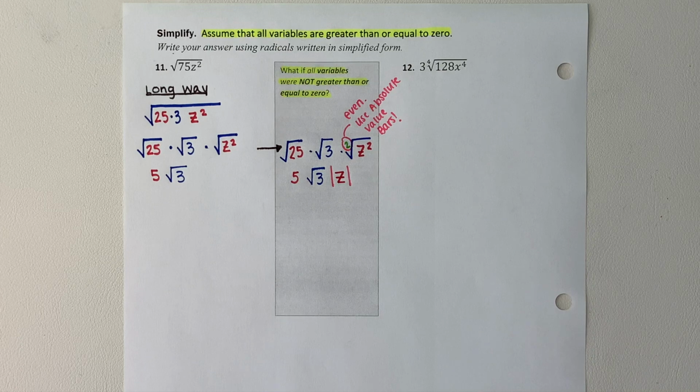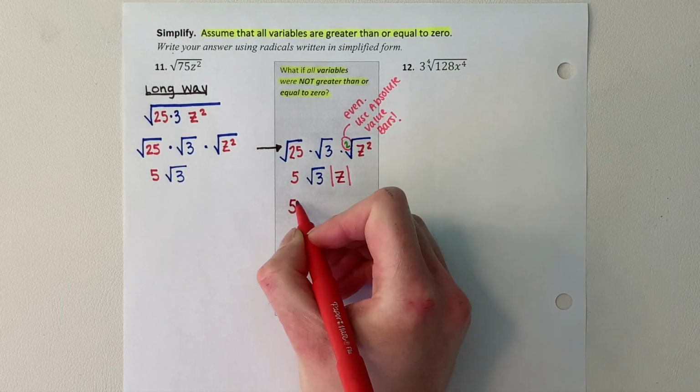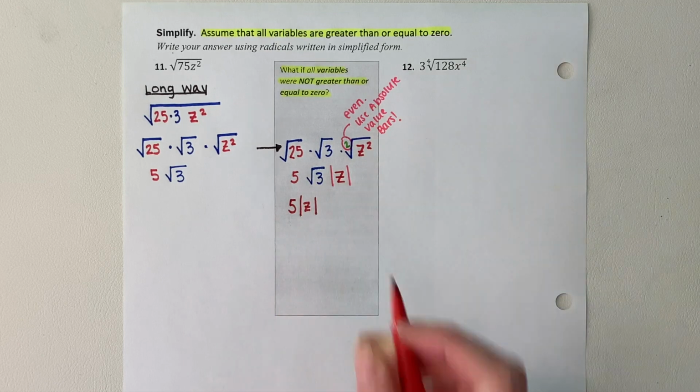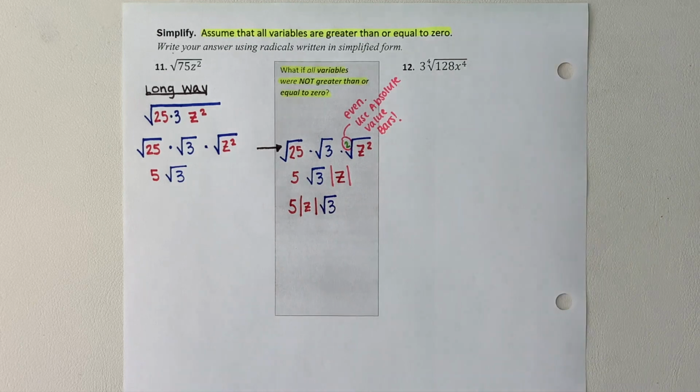And the typical way to write your answer here would be to put the 5 first, then we'll put the variable, the absolute value of z, and we put the radical last. So I'm going to put the square root of 3 at the end.